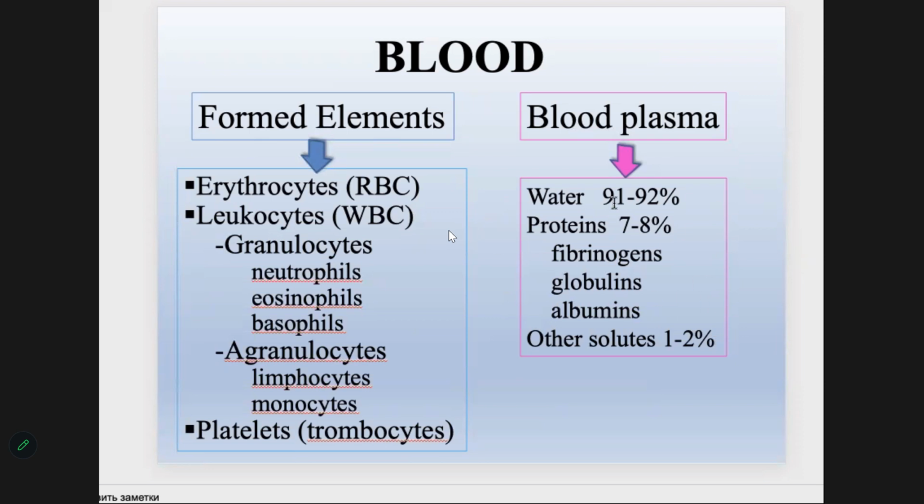What about the plasma proteins? From 7 to 8% of proteins we can see in the plasma, and all plasma proteins are subdivided into three main groups: albumins, globulins, and fibrinogens. Albumins, the first plasma proteins, about 60% of plasma proteins, play a great role in maintaining oncotic blood pressure.